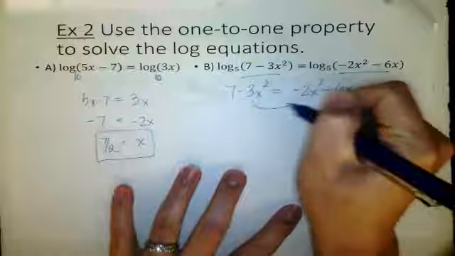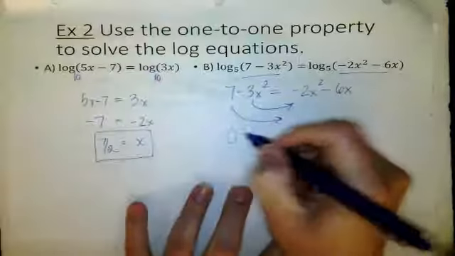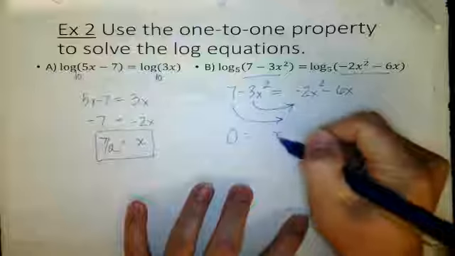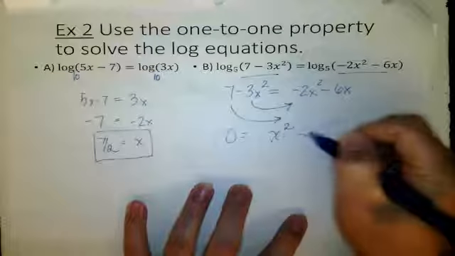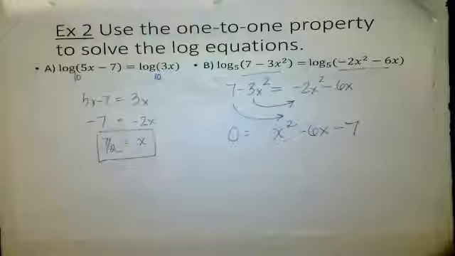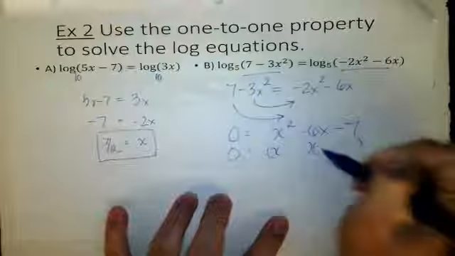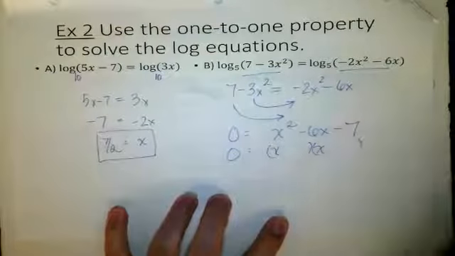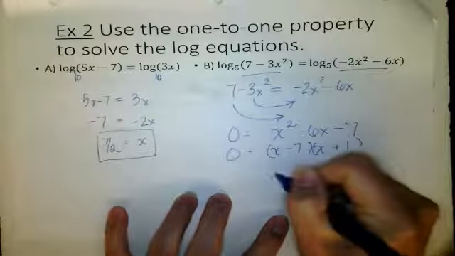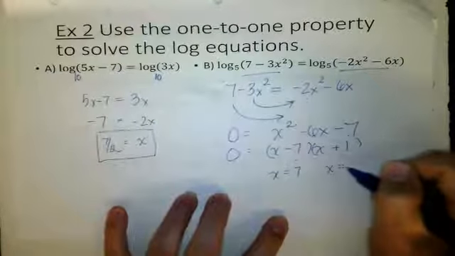Yeah, I'm gonna slide these all over to the right side. That's gonna give me a positive 3x squared, and a negative 2x squared is a 1x squared, a negative 6x, and a negative 7. And then what do we do? Factor. X times x is x squared. What times what is negative 7? Negative 7 and positive 1. And so we get solutions for x. X equals 7 and x equals negative 1.